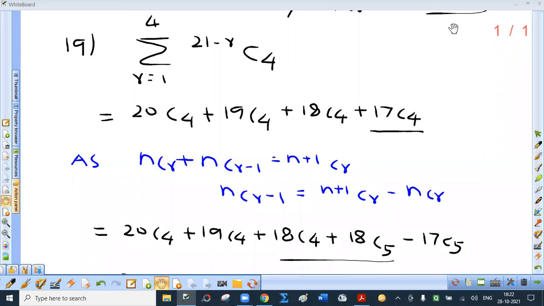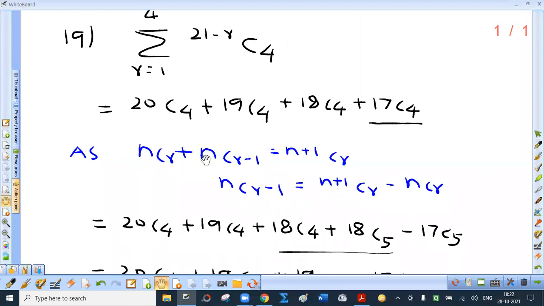19th sum, sigma 21 minus r C4, r goes from 1 to 4. Actually, I have omitted one step. In exam, you are supposed to write 21 minus 1 C4 plus 21 minus 2 C4 and so on. I have directly written 21 minus 1 is 20, so 20C4. Sigma stands for summation. So plus r equal to 2, so 19C4, plus r equal to 3, 21 minus 3, 18C4, then plus last term r is 4. So 21 minus 4, 17, so plus 17C4.